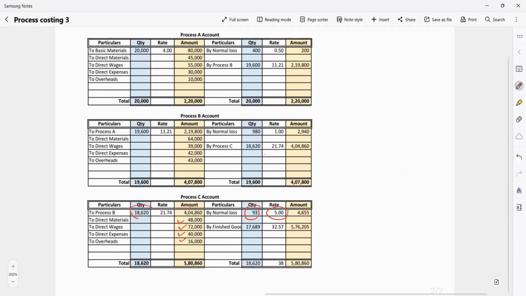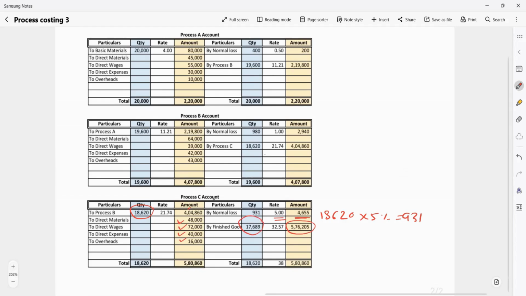So we calculate 5% on total input. So now here it is 18,620 into 5%. It comes to 931, perfectly. As it is shown here, it is 931 and scrap value given is rupees 5 per unit. So total amount comes to 4,655. And the balancing figure for finished goods or transfer from process C is 5,76,205 and quantity balancing figure is 17,689 units.